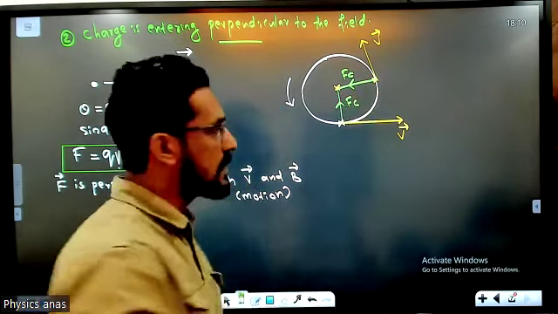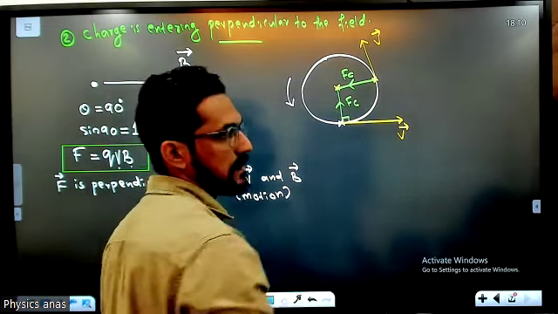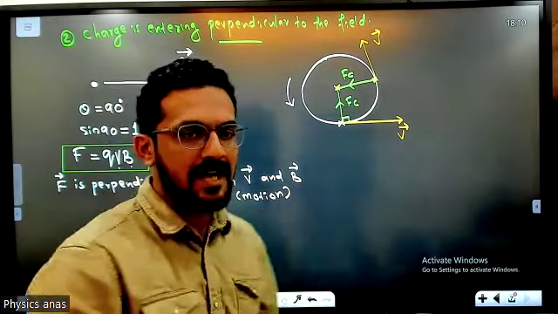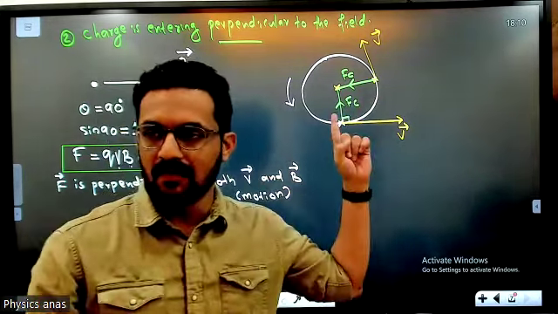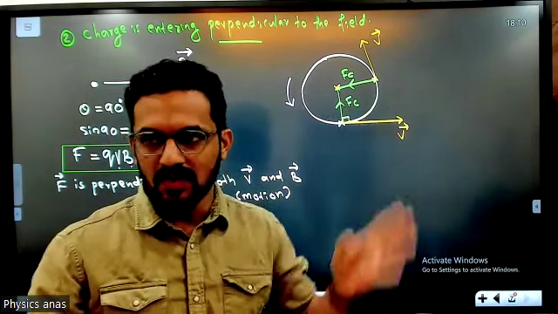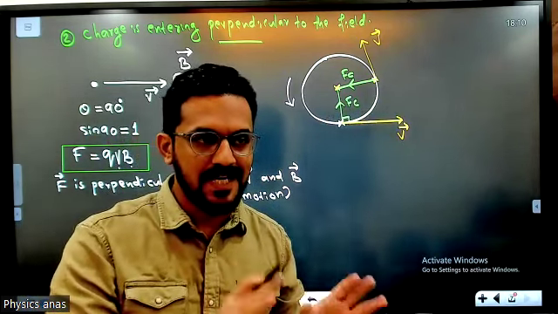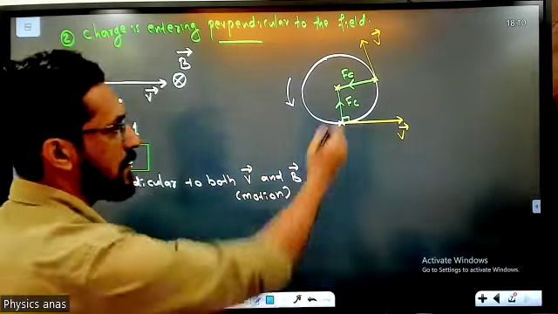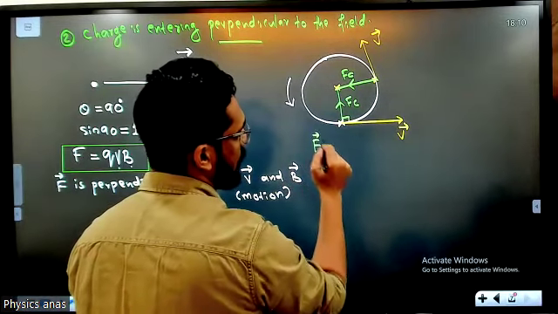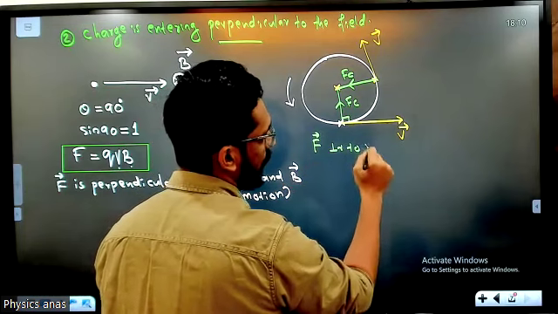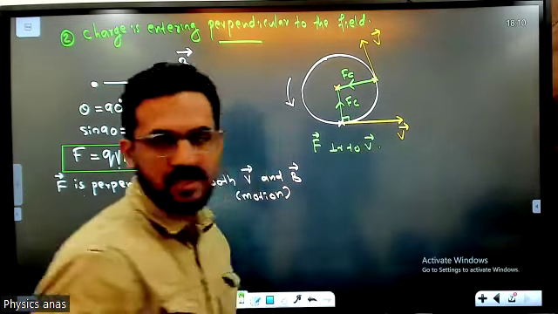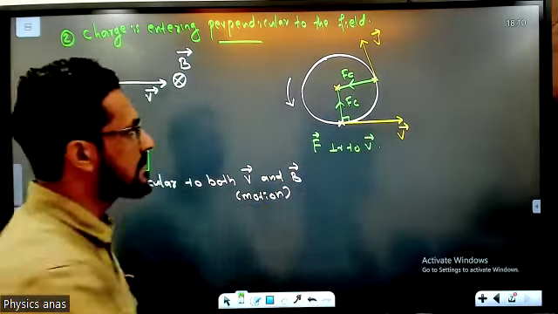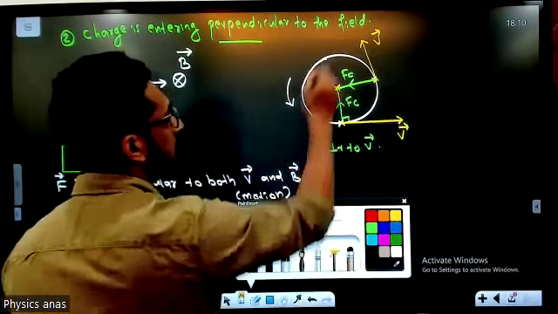What is the angle between centripetal force and velocity here? 90 degrees. So force is perpendicular to velocity, which is the condition for circular motion. Did you understand that? What is velocity? Velocity is the direction of motion. Force is perpendicular to the direction of motion. That is the condition for circular motion.